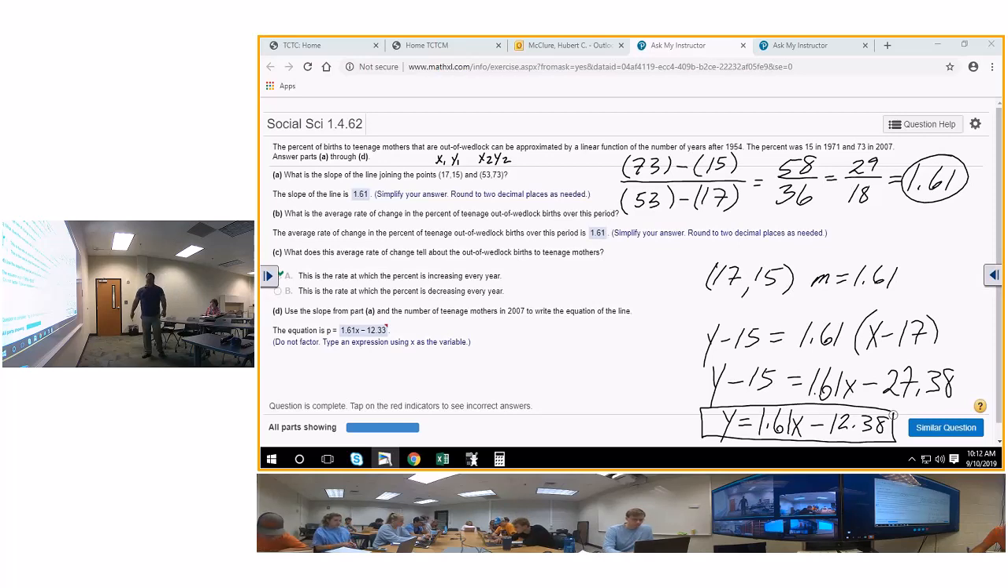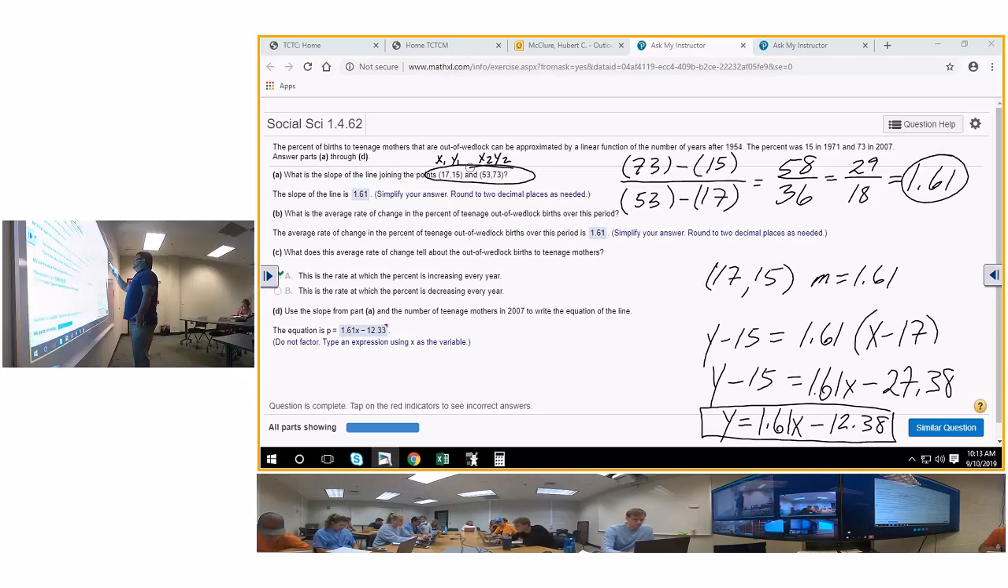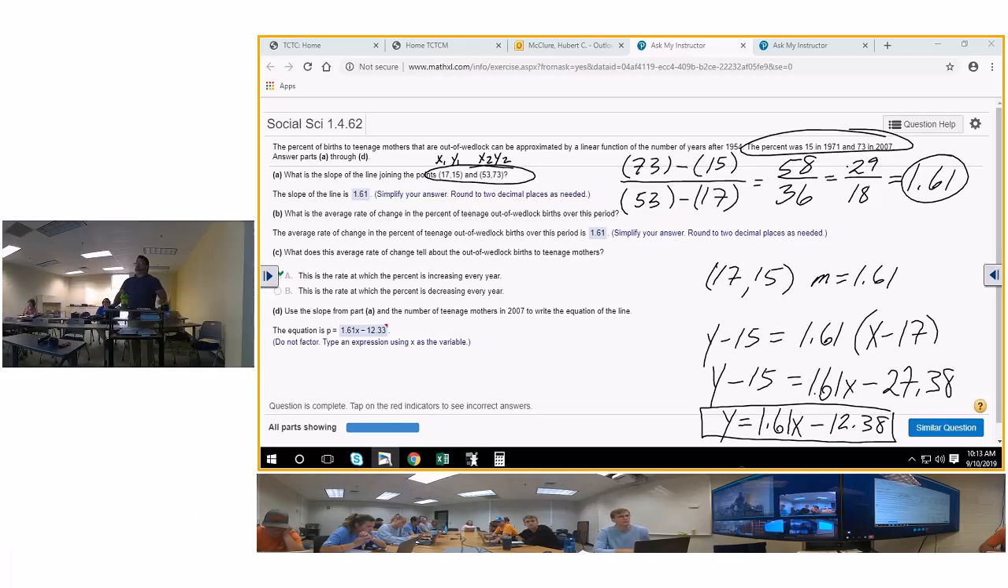Now, you don't have to be a Princeton scholar to tell me what the trend was between 1971 and 2007. Increased or decreased? Increased. It increased.